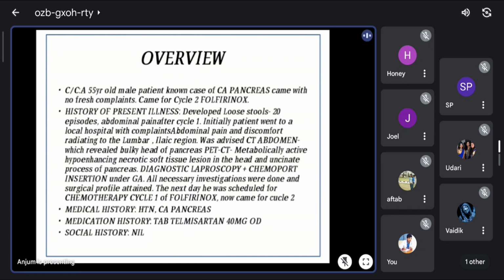So what actually happened is, from the starting, I'll tell. This patient initially developed abdominal pain and discomfort. So he went to a local hospital. That hospital did a CT scan which showed something like a bulky pancreatic head. Okay. So they refer to a higher center.